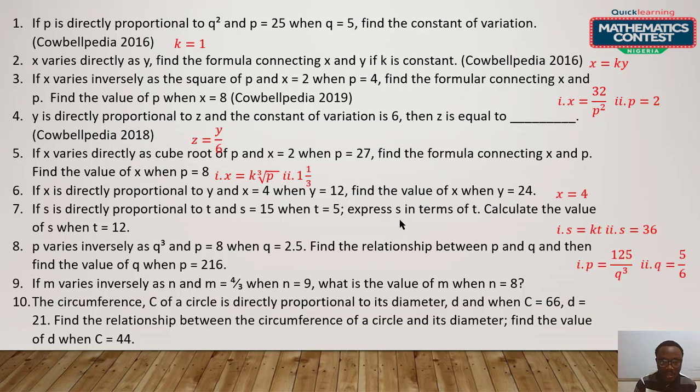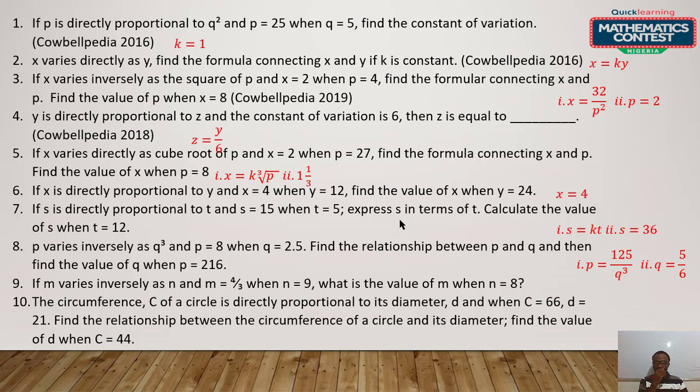For number 8, if you want to get the relationship between them, get the value of k first. To do that, we say p is equal to k over q cube. Now to get the value of k, it will be p times q cube, but p is 8, so it will multiply by 2.5, and q is 2.5, so 2.5 times 2.5 times 2.5.